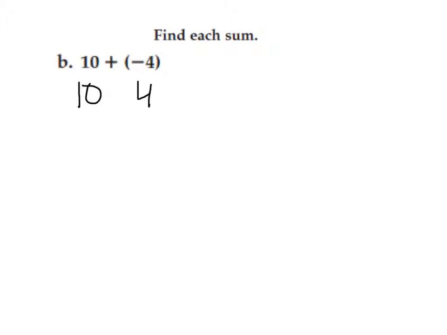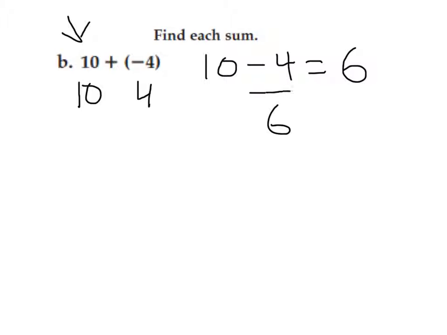Then, since the signs are different, I'm going to subtract. Take the larger number and subtract 4. The answer is 6. Before I finish up, I look and I notice that 10 is the larger of my two numbers, and its sign was positive, so my answer stays a positive 6.